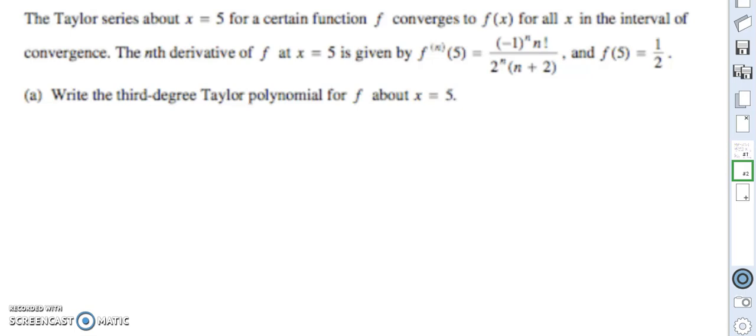The Taylor series about x equals 5 for a certain function f, this is blurry, converges to f of x for all x in the interval of convergence. The nth derivative of f at x equals 5 is given by f nth derivative evaluated at 5 equals negative 1 to the n times n factorial over 2 to the n times n plus 2, and f of 5 equals 1/2. That's a confusing sentence.